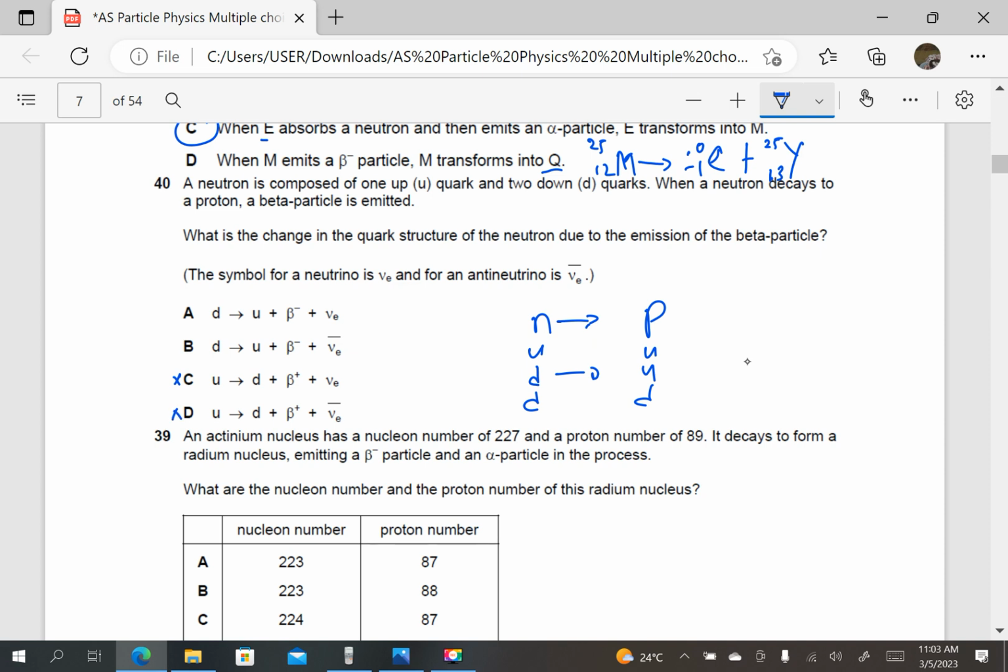Whenever a beta minus particle is emitted, it is a normal particle. It is always accompanied by an antiparticle, which is an antineutrino. This makes the answer to be D. It can't be E because a neutrino is emitted when beta plus is emitted. That is when a proton changes into a neutron.